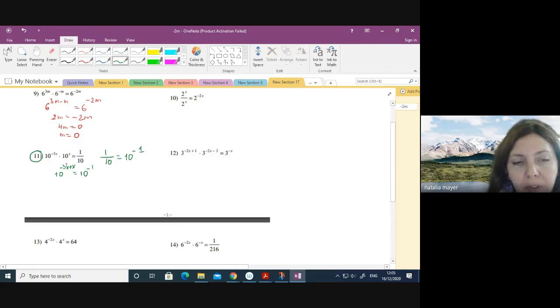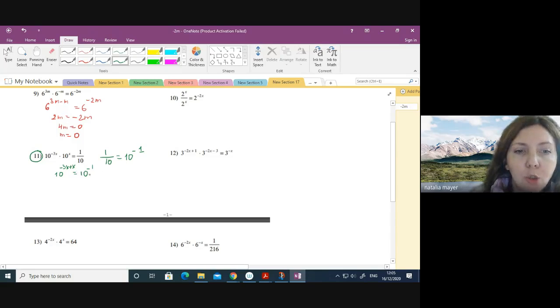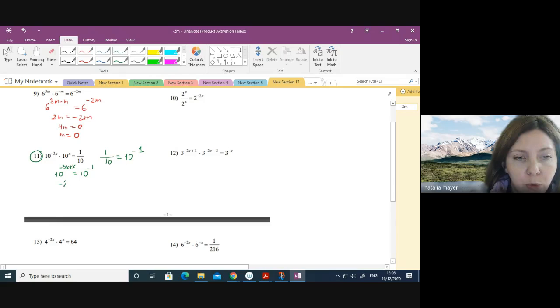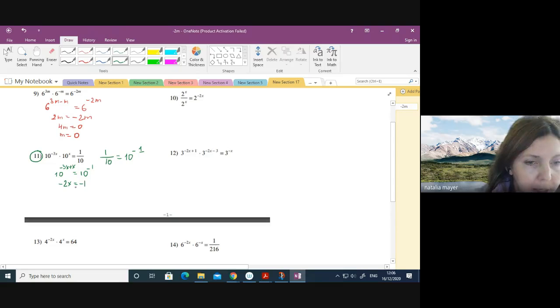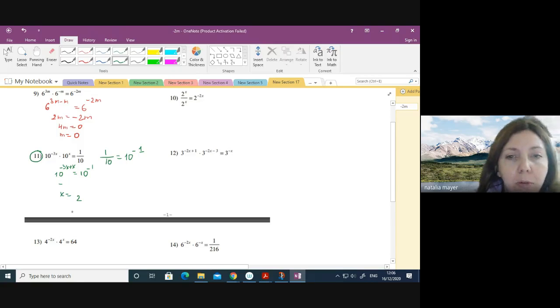Once you have a single expression here and here, you can drop the base and just equate the powers. So ignore 10. So negative 2x then? Yes, negative 2x on the left, and on the right? Negative 1. Yeah. Now, what's the x value? X equals 1 over 2. Yeah. Okay. All right. Thank you.